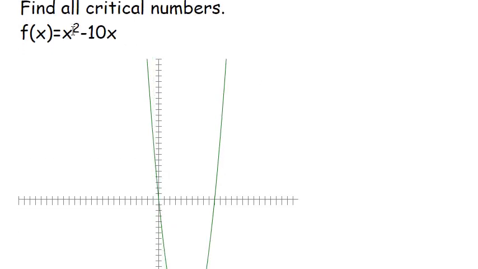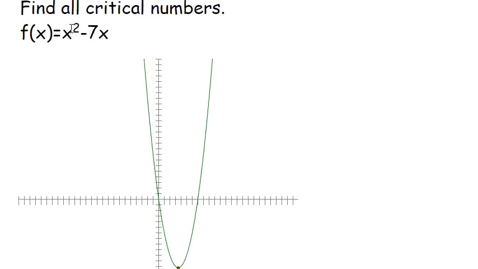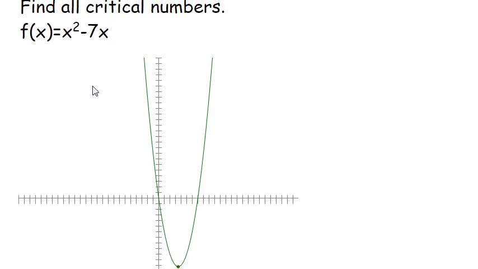Let's click on the problem and change it to get a better graph there, maybe something we can get the whole problem in. It says find all critical numbers of f of x equal to x squared minus 7x. Here's our graph, and the little dot indicates the minimum. The critical number is going to occur somewhere about right in here, looks like between 3 and 4.